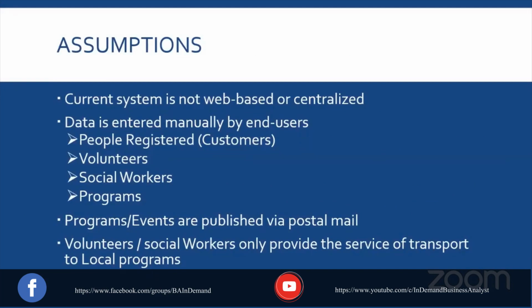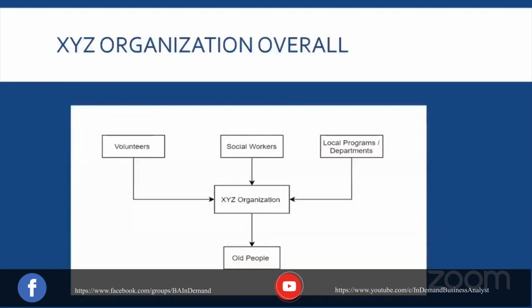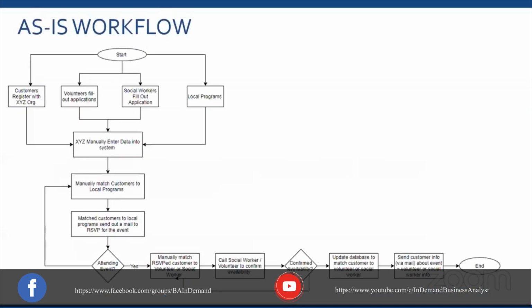So if you've missed it, you can go back and review it. We'll just do a quick overview of what we covered in the last 2 weeks. So this is our overall diagram of how the program works. We have volunteers, social workers, the local departments and programs all feed into XYZ organization, which connects to the senior citizen folks. And then we also went a step further and created an as-is workflow.